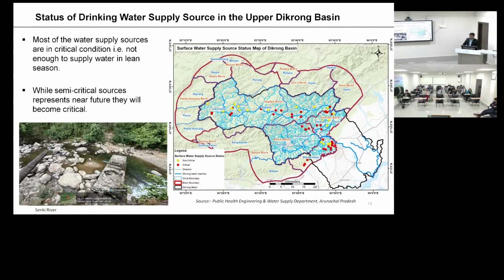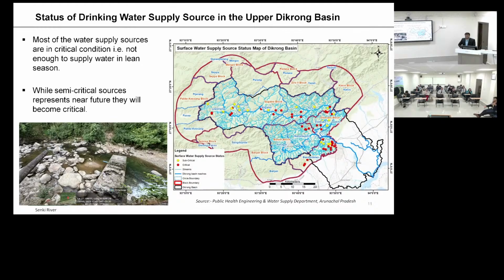I have also been there in Itanagar. There are two water supply schemes and two water treatment plants. One is on the Sanki river, another one I forgot the name of the place, but the situation is like this. So it will create problems in the future for drinking water. Though we are in a water rich basin, the problem would still be there for drinking water.